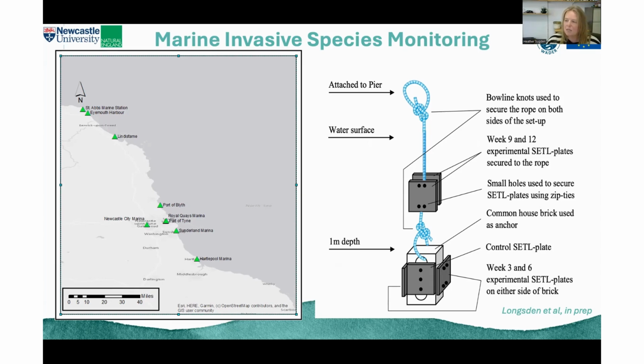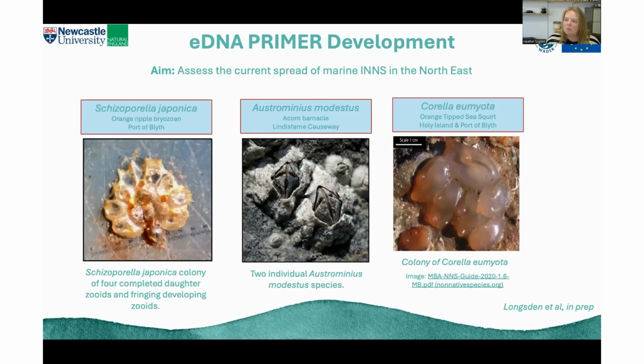So we've developed species-specific primers for Ostrominius modestus and Corella eumyota, and we are in the process of developing a third species-specific primer for Schizoporella japonica. And then we've tested 3 additional primers for the invasive species for 3 additional species in this area.